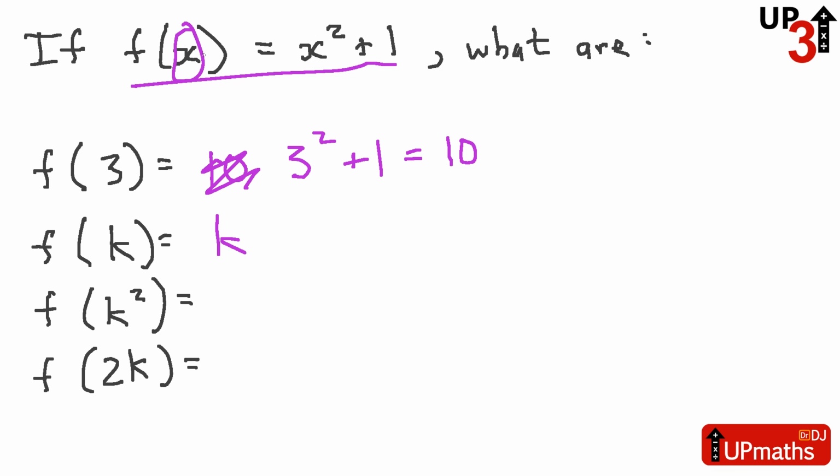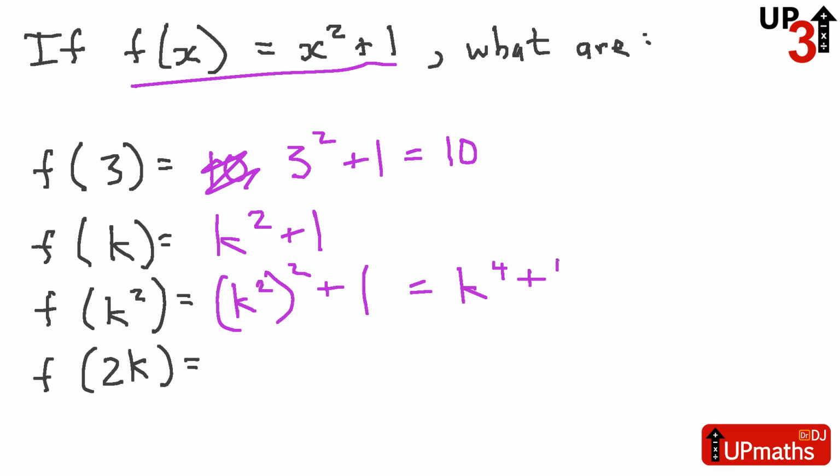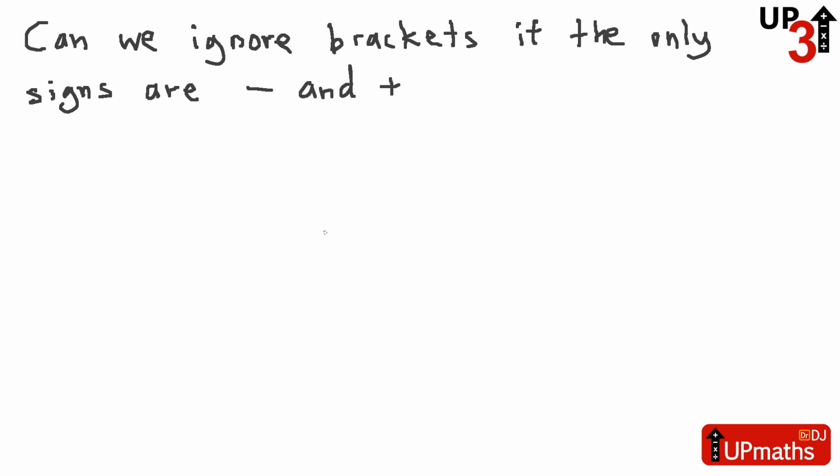I look here, oh, there's an x. So I just have to put whatever I can see here in place of the x. So it just becomes k squared plus 1, because k replaces the x. In this case, the k squared replaces the x, which means it's actually k to the 4 plus 1, and using a similar method I end up with 4k squared plus 1 here because the 2k gets squared, and 2k times 2k is 4k squared.